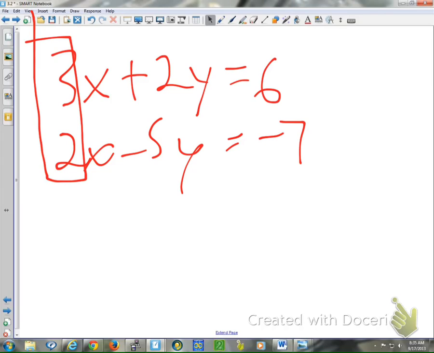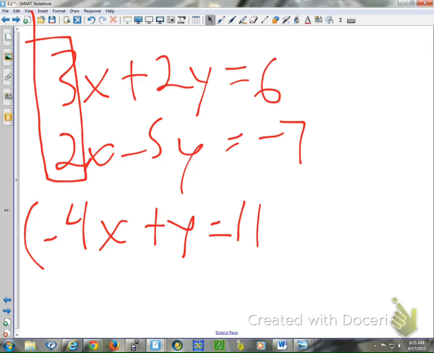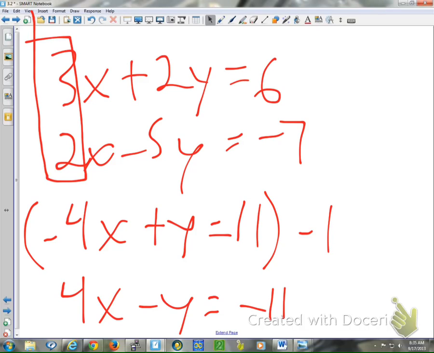There are going to be times where you get something like negative 4x plus y equals 11, and you're going to think, oh, I'm done. What's wrong with this? The A is negative. So when that happens, you're going to have to multiply the whole thing by negative 1 to make that positive: 4x minus y equals negative 11. That would be proper standard form because the A has to be positive.